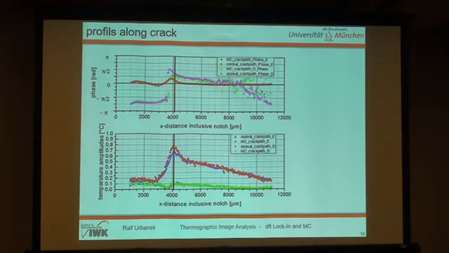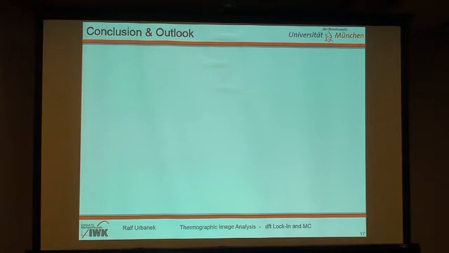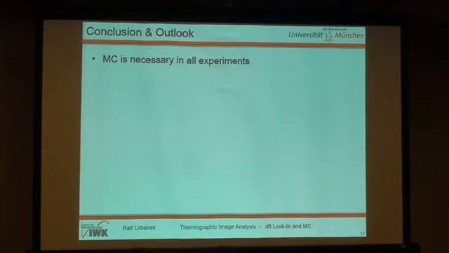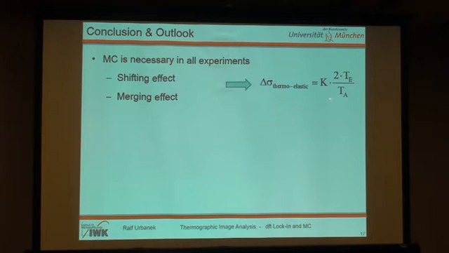the E mode exists. So to sum up everything, the motion compensation is necessary in all experiments, because we have the shifting effect that is dominant at high stress intensity factors. We have the merging effect that's dominant at low stress intensities, and both together influence our stress field in front of the crack. So it is crucial, if you want to measure stress intensity factors, if you want to measure stress fields, you have to do motion compensation.